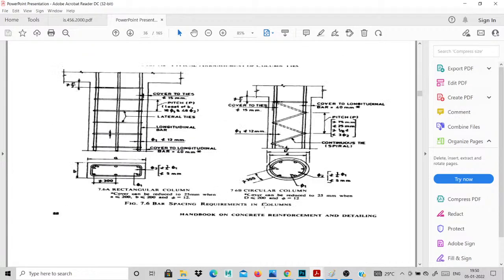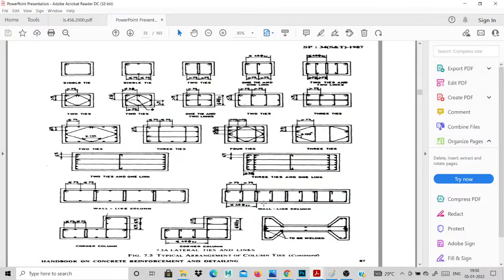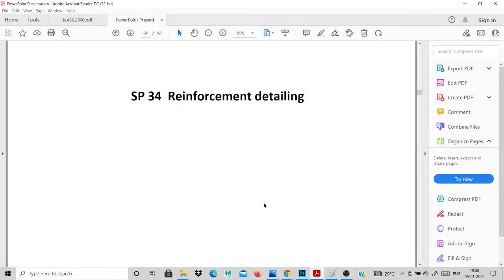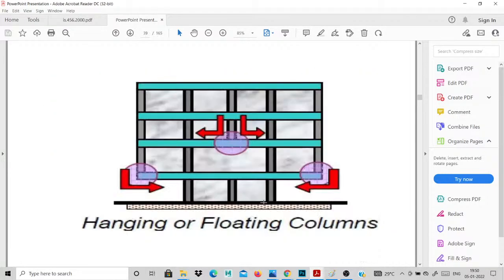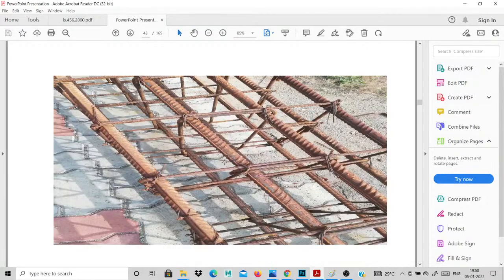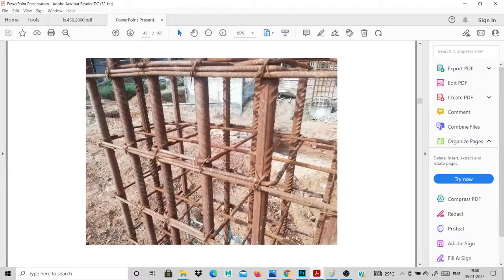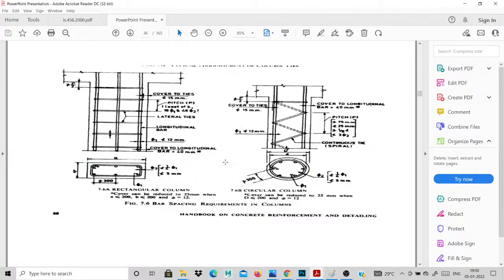Okay, now understand how to provide the reinforcement detailing for your columns also. Okay, this is a reinforcement column. This is another column. This is a real life picture of reinforcement columns for your buildings.